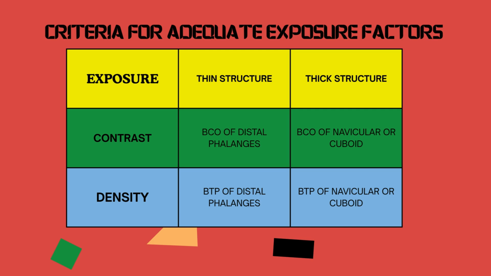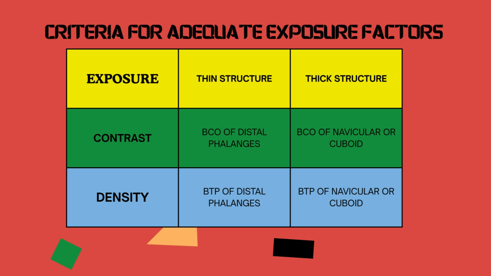Okay, now, I will explain about the criteria for adequate exposure factors for a P-foot X-ray. There are two parameters that control the X-ray beam and influence image quality and patient dose, which are KVP and MAS. These parameters control the contrast and density for radiograph.